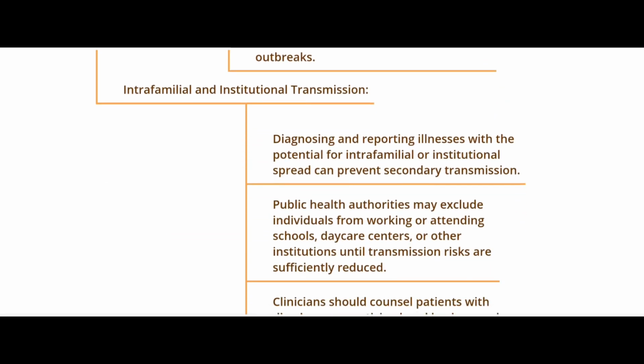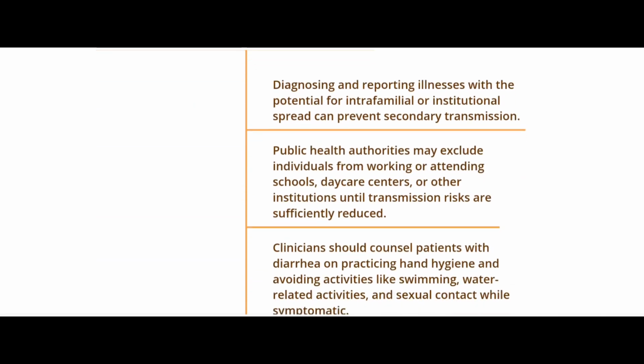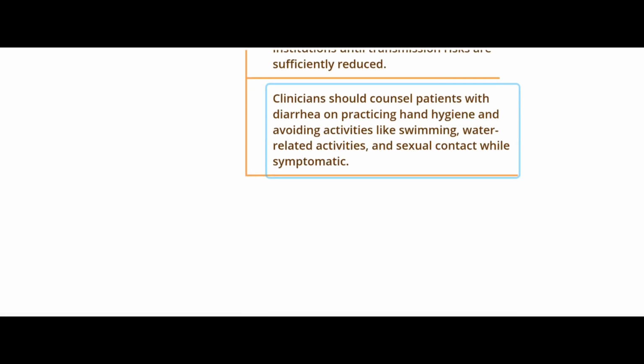If we talk about intrafamilial and institutional transmission, diagnosing and reporting illness with the potential of such spread can prevent secondary transmission. Public health authorities may exclude individuals from working or attending school or places where they are at higher risk to infect more people. Clinicians should counsel such patients with diarrhea on practicing hand hygiene, avoiding activities like swimming, water-related activities, and sexual contact while symptomatic.